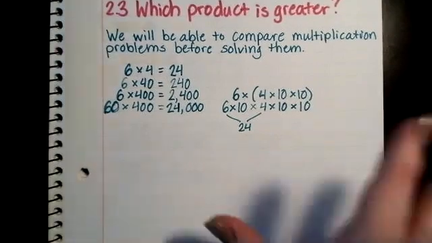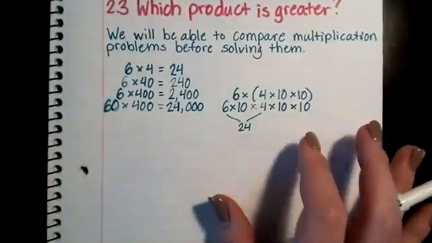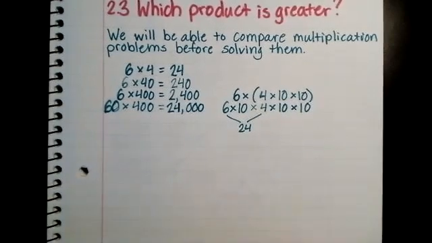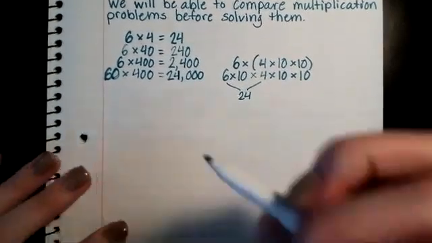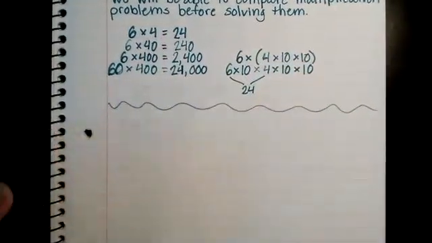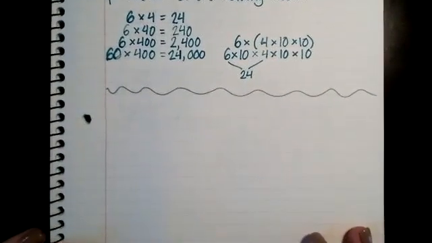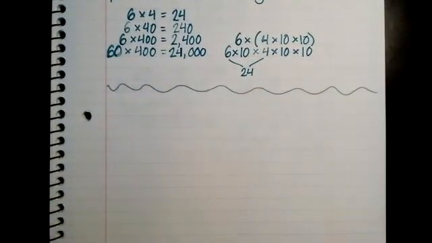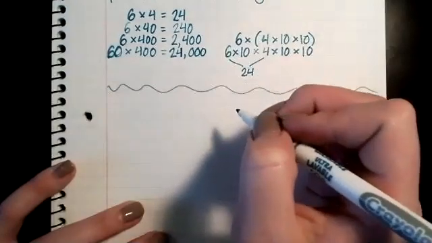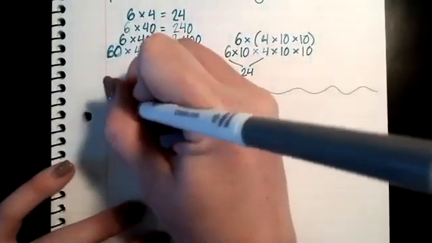Okay, so now that we've done all of that, what does that have to do with comparing products? Well, let me switch markers since mine's dying. And let's talk about that. All right, so let's say you have 2 different multiplication problems. In your homework, you're going to have some problems on either side with a compare box in the middle. Okay, so let's do a sample one.